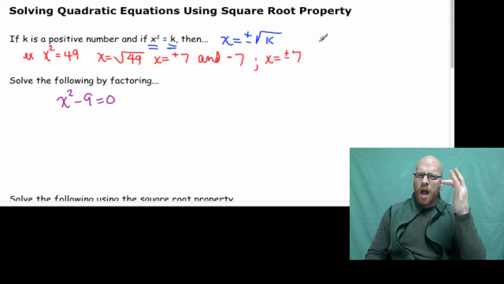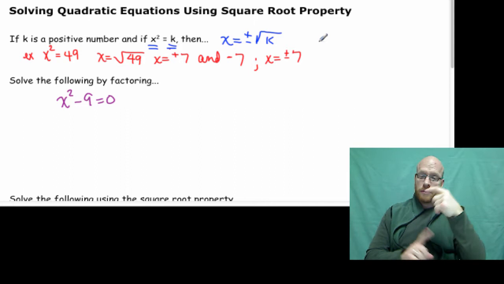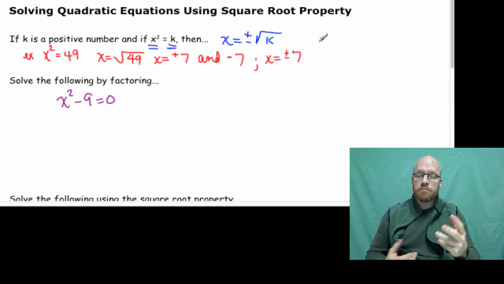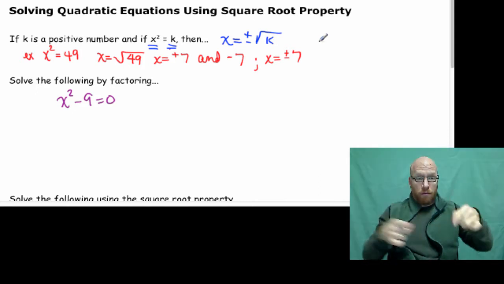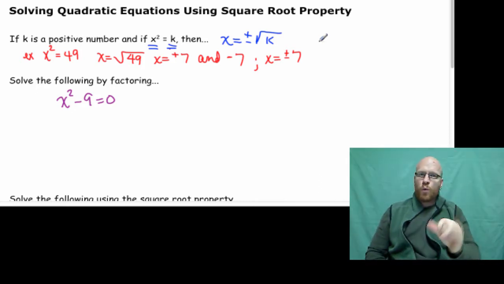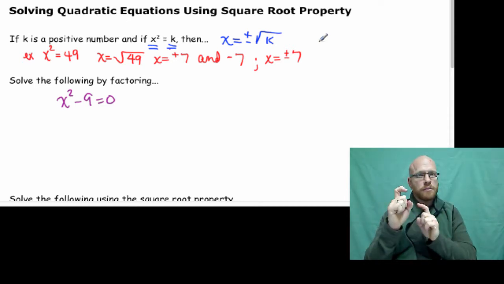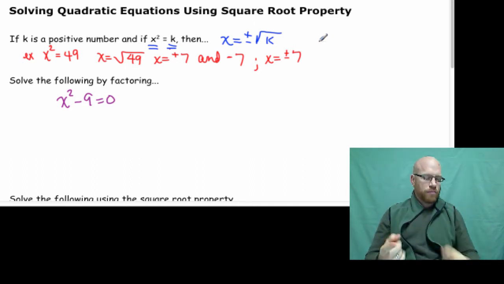So now why the positive and negative, or plus and minus? Positive 7 squared is 49. Now negative 7 squared is also 49. So we have to think about two answers for x, both a positive answer and a negative answer. Here's our next example.